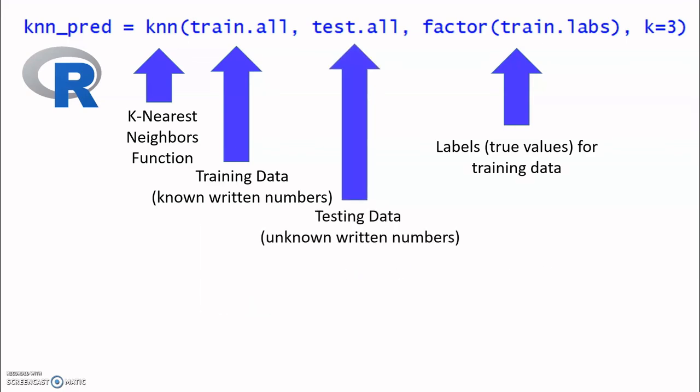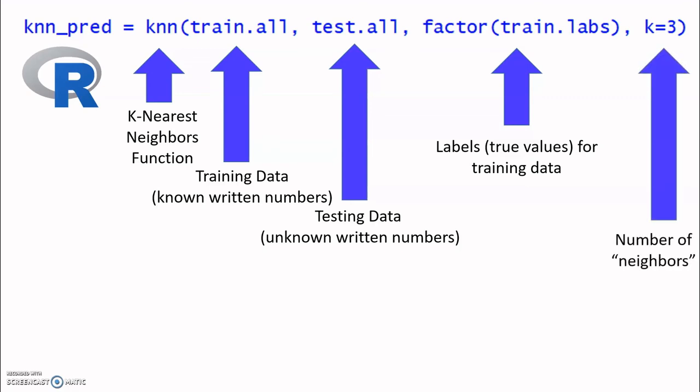Then we have our testing data. These are the unknown pictures. We use the neighborhoods made by the training data to decide what label for each of these unknown numbers. Then, the last input to the KNN function is K, which we set to 3. This means that we decide on the label for an unknown picture using the 3 closest known pictures, the 3 closest neighbors. In this case, we chose 3, but we could have chosen any other number.